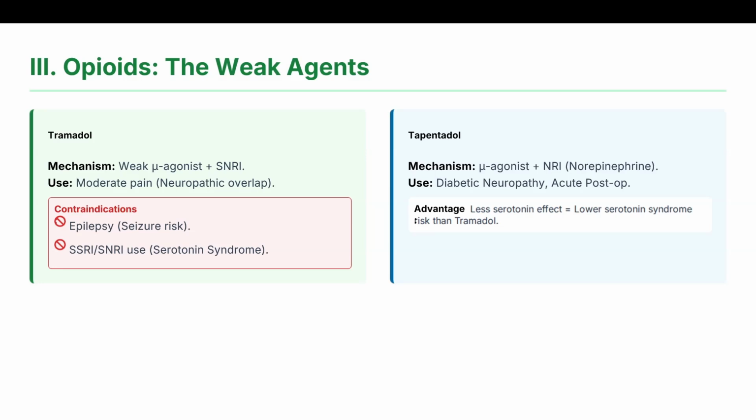Tapentadol is the next generation of the weak opioids. It has partial mu agonist action as well as norepinephrine reuptake inhibition. It is used for diabetic neuropathic pain and acute postoperative pain, as well as cancer chemotherapeutic pain. The advantage is that it has less serotonin effect, so a lower risk of serotonin syndrome than tramadol.